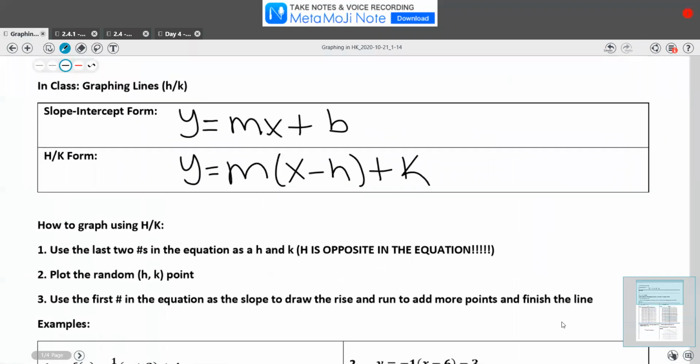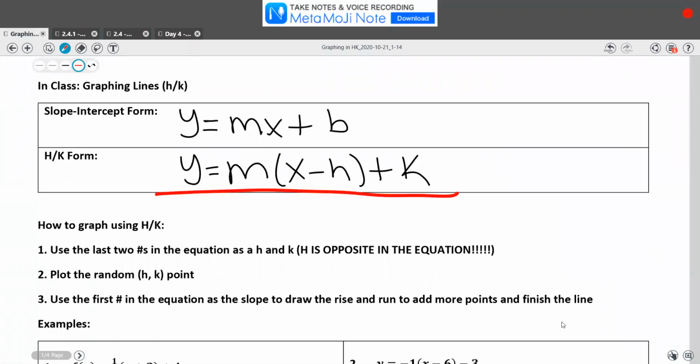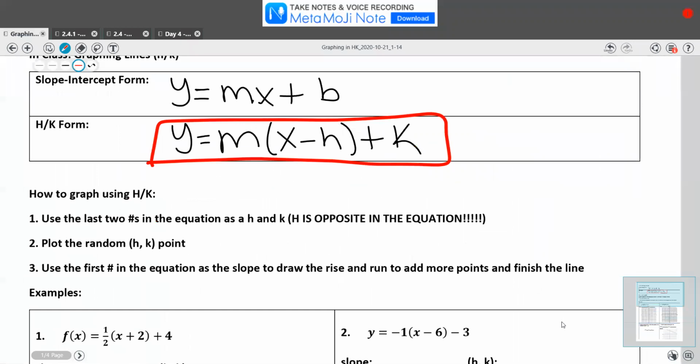This is the new one we're going to go over. Yesterday, we went over y equals mx plus b. Today, we're going to go over y equals m(x minus h) plus k. And I know it looks a little bit intimidating because it looks bigger, but don't worry about it. It's actually pretty easy to do, okay? So let's go over some examples.